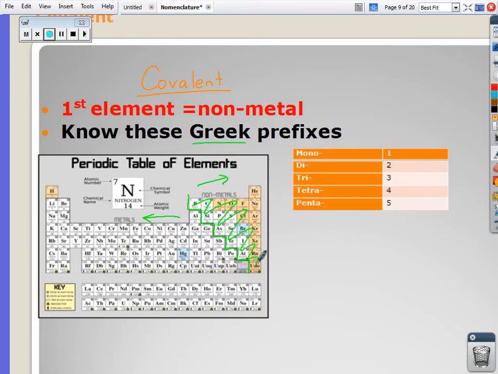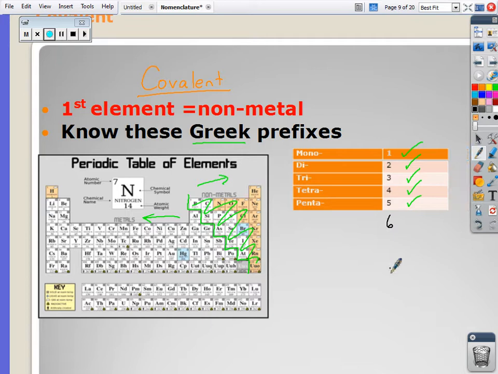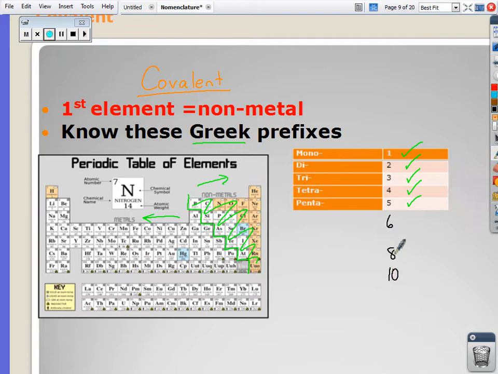And when you're in Greece, you speak Greek. And the Greek prefixes are mono, 1, di, 2, tri, 3, tetra. It's like Tetris, 4, and penta, 5, like pentagon. And then there's hexa, and there's deca, there's octa, there's other prefixes. But for now, let's just use these so you can understand.